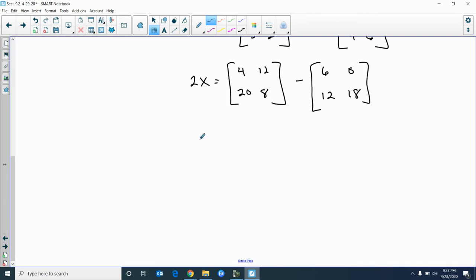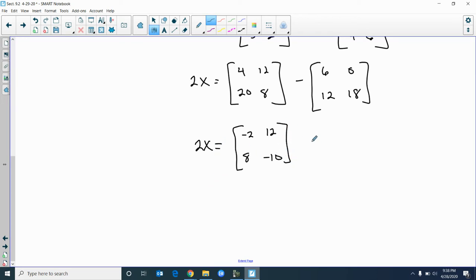Now, I don't know if I left you enough room on that one. Hopefully you write small. But 2x equals, and then 4 minus 6 is negative 2. 12 minus 0 is 12. 20 minus 12 is 8. And 8 minus 18 is negative 10.